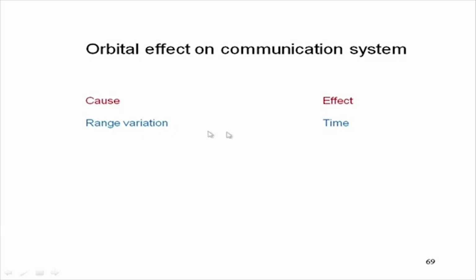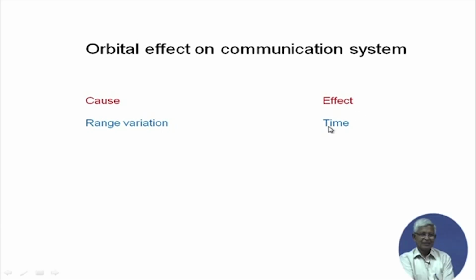So, you see the range variation affects timing in terms of TDMA, and the higher layer effect will come. The other one is a solar eclipse. We have seen that Earth's shadow falls on the satellite. So, the power generation is reduced. It is not only the power generation, the thermal imbalance also takes place.